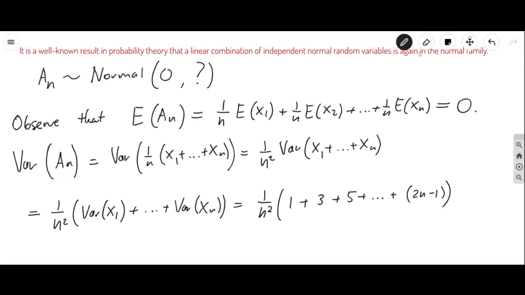Okay, so what happens next? Now we're going to use a very nice identity: the sum of odd numbers, and this is the reason why it can be odd, adds up to a perfect square. That's actually n squared.